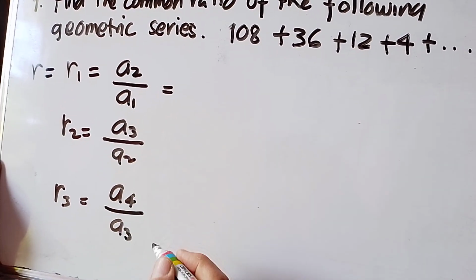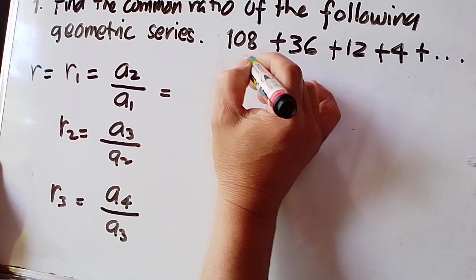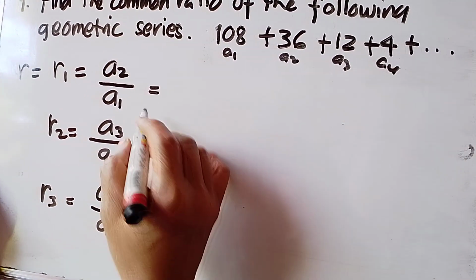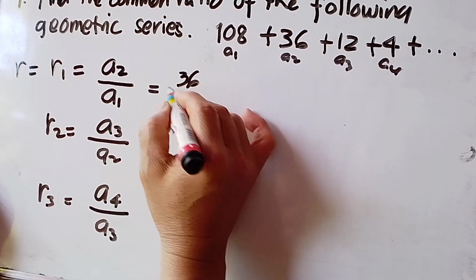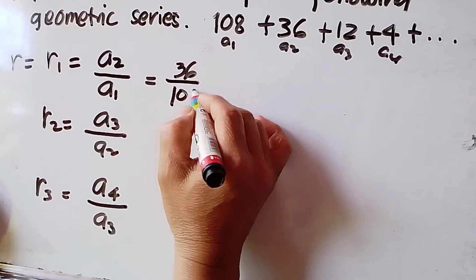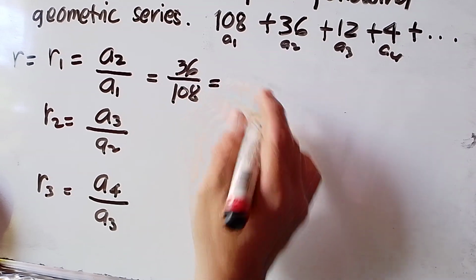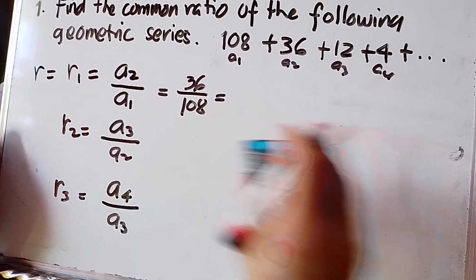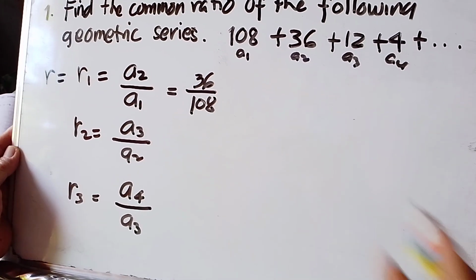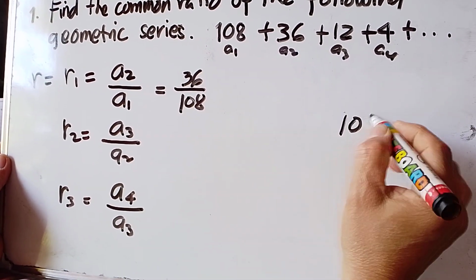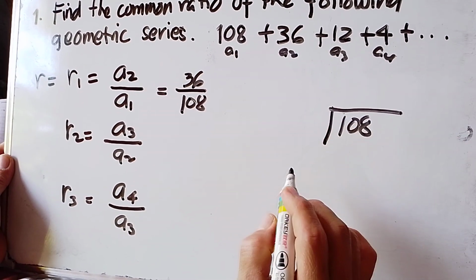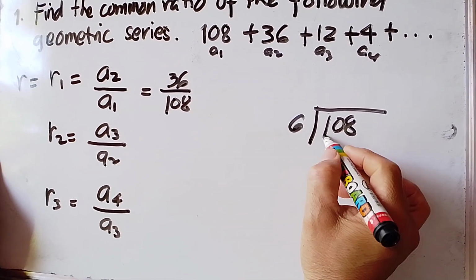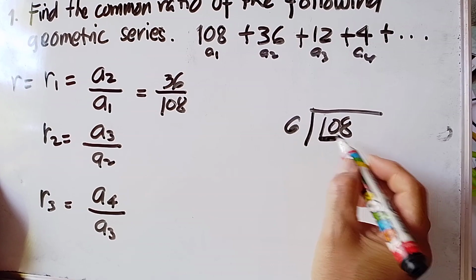So what is my A2? So this will be A1, A2, A3, and then A4. So A2 will be 36 over A1, which is 108. So what is 36 over 108? So we need to divide this one or reduce to lowest terms. So can we divide this one by 6? So yes, we can divide this one. How many 6 in 10?